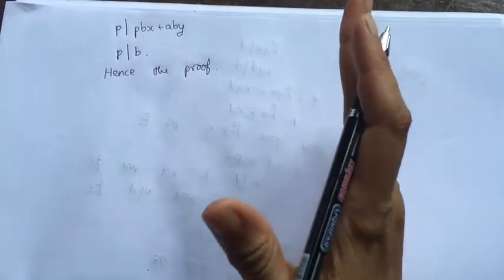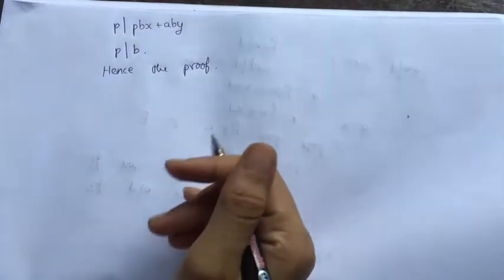See, now this theorem is extended to products of more than 2 terms. I have taken only 2 terms, A and B: P dividing the product AB, so that either P should divide A or P should divide B. Now I'm just extending it to the product of more terms.